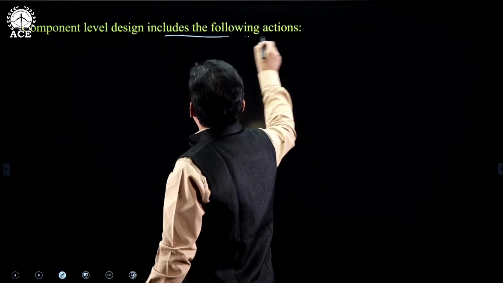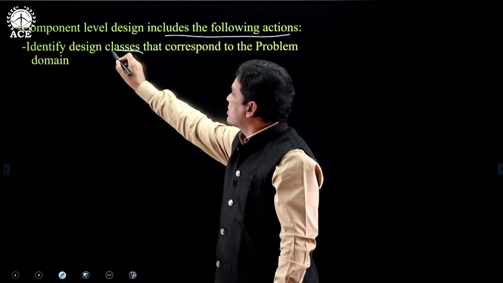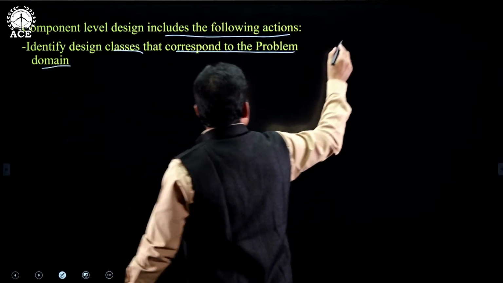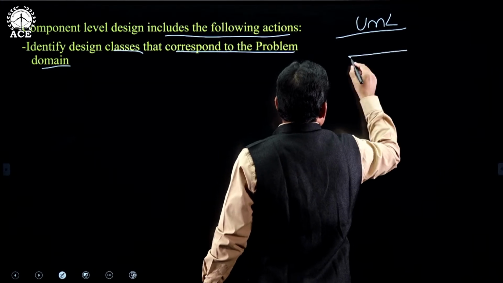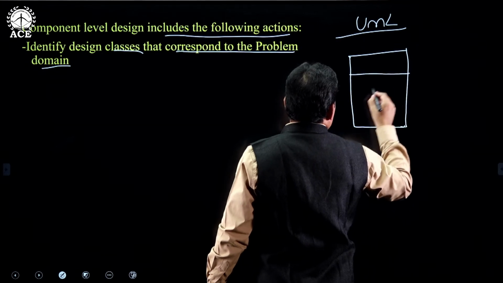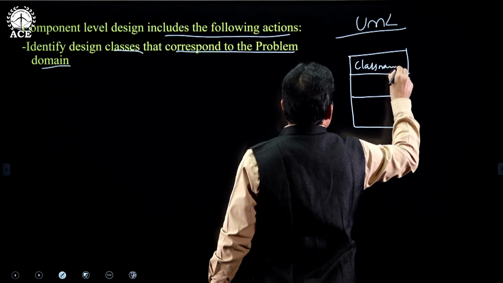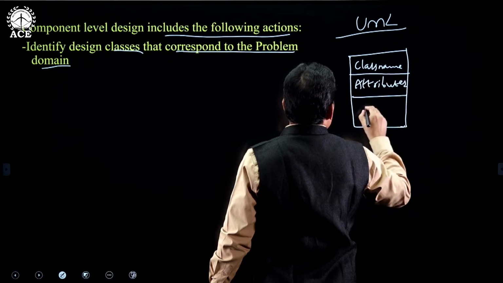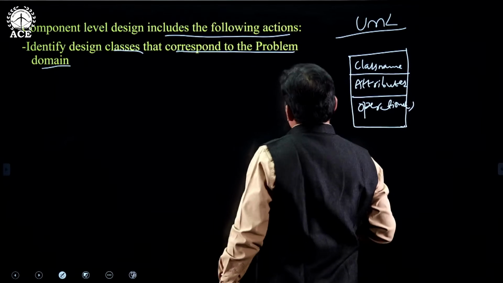Component level design includes the following actions. What does component level design consist of here? Identify design classes that correspond to the problem domain. So what is the graphical representation of a class in UML, the Unified Modeling Language? The graphical representation of a class is a rectangle box which consists of 3 compartments: class name, attributes, and operations. Class name, attributes, and operations, right?